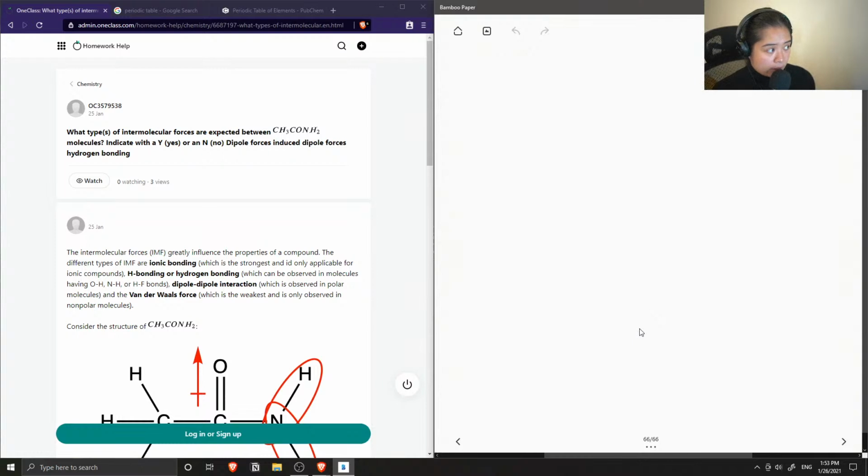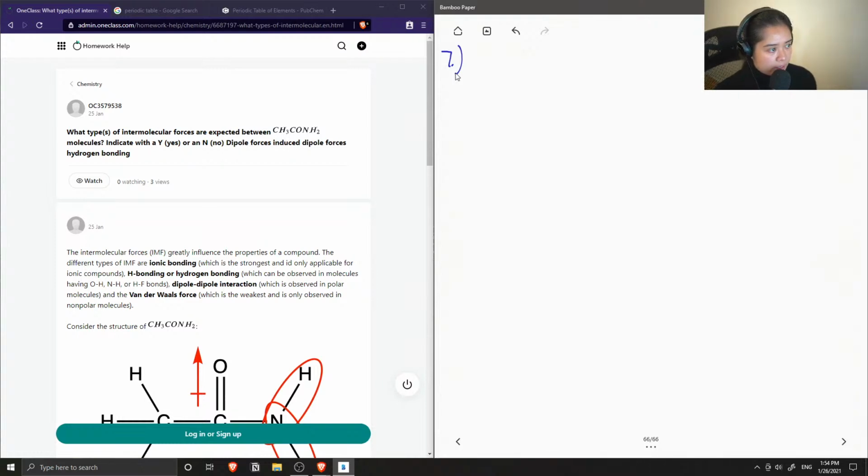Okay, so question number 7. What types of intermolecular forces are expected between this molecule? Indicate with a yes or a no. Dipole forces, induced dipole forces, hydrogen bonding.